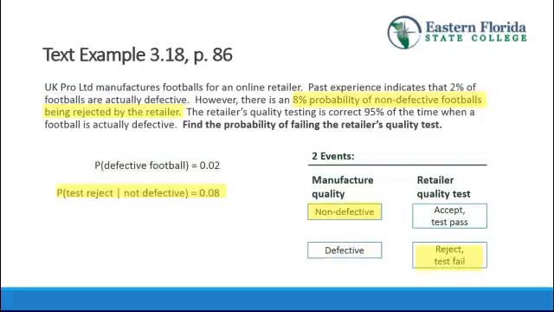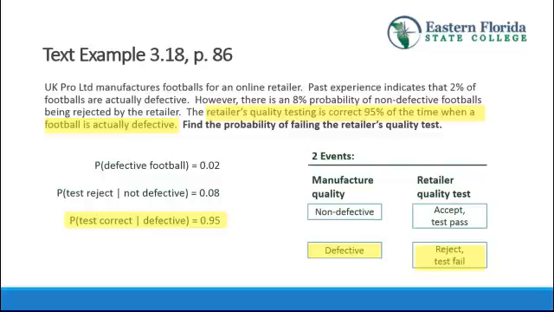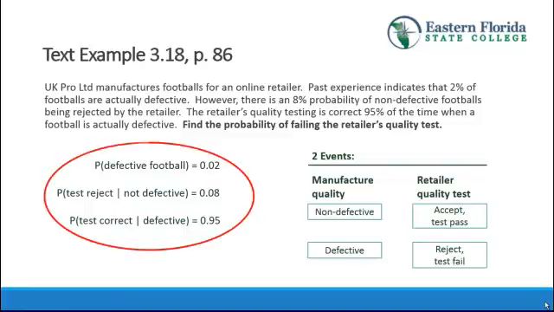The second statement involves a sequence of events. A non-defective football being rejected by the retailer. This is a conditional probability. The probability of a quality test reject, given that the football is non-defective, equals 0.08. And another conditional probability. The probability of a correct quality test result, given that a defective football is tested, equals 0.95. The mathematical probability statements are a key step in constructing a correct probability tree.